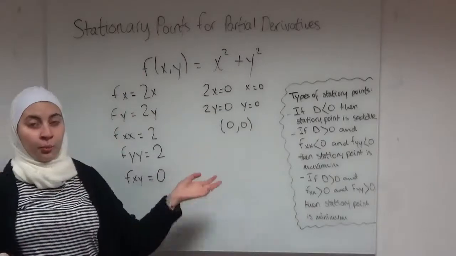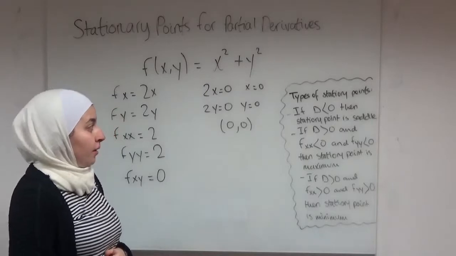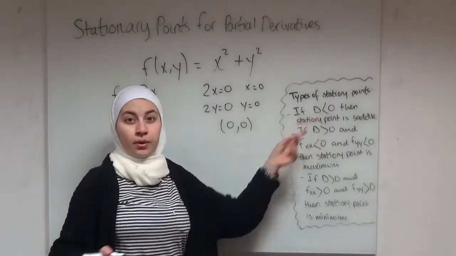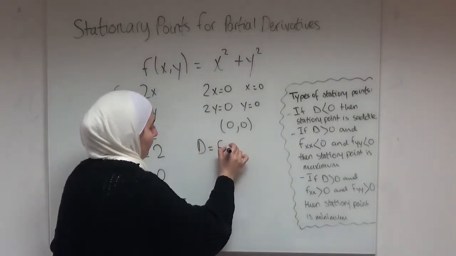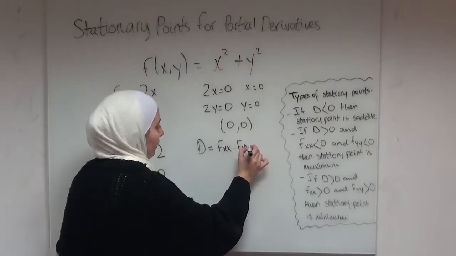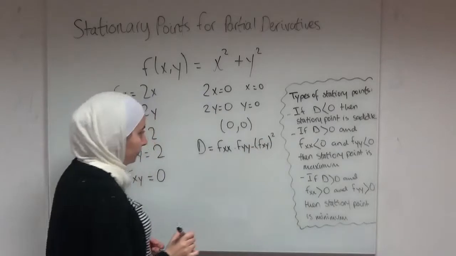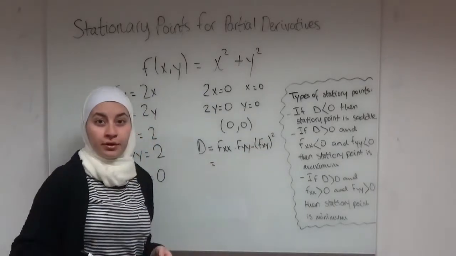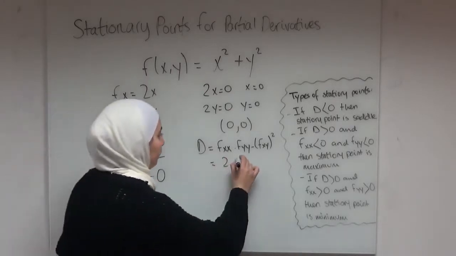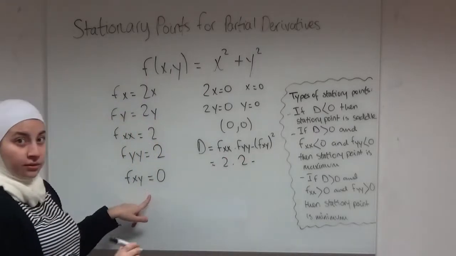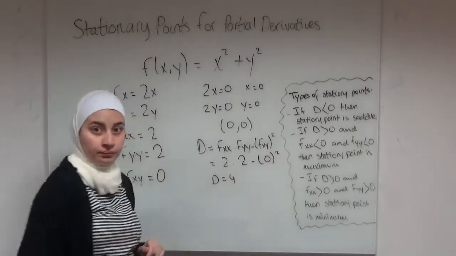Now that we found our stationary point (0, 0), we need to find what type of stationary point it is. To be able to do that, we need to solve the equation of D. The equation of D states that D equals fxx times fyy minus fxy squared. So we just substitute our values in. So 2 times 2 minus 0 squared. That means D is equal to 4.